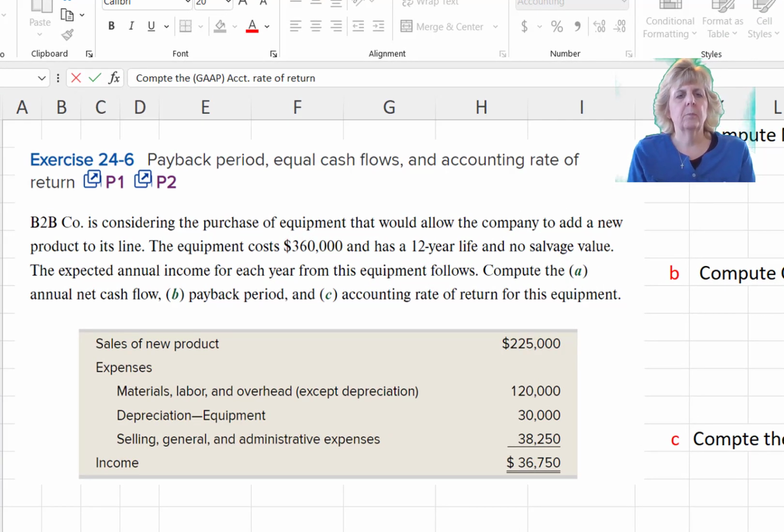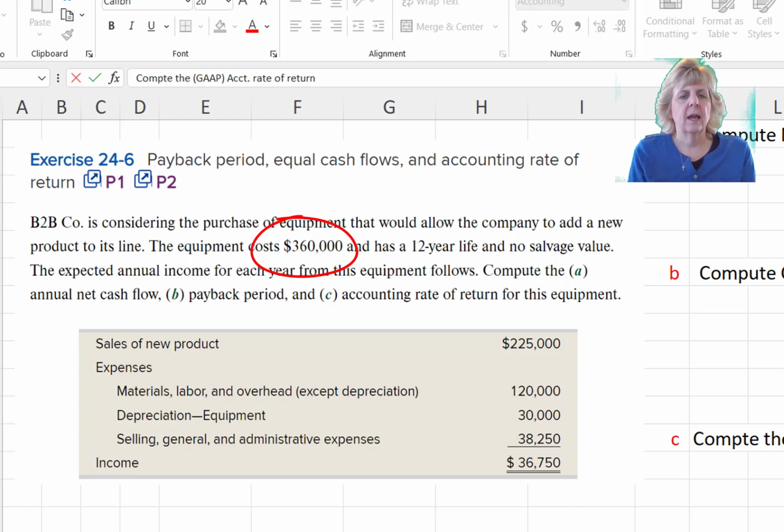It says B2B company is considering the purchase of equipment that would allow the company to add a new product to its line. Perfect example of a capital investing decision. The equipment costs $360,000, always a relevant cost, so I'd circle that. Has a 12-year life and no salvage value.